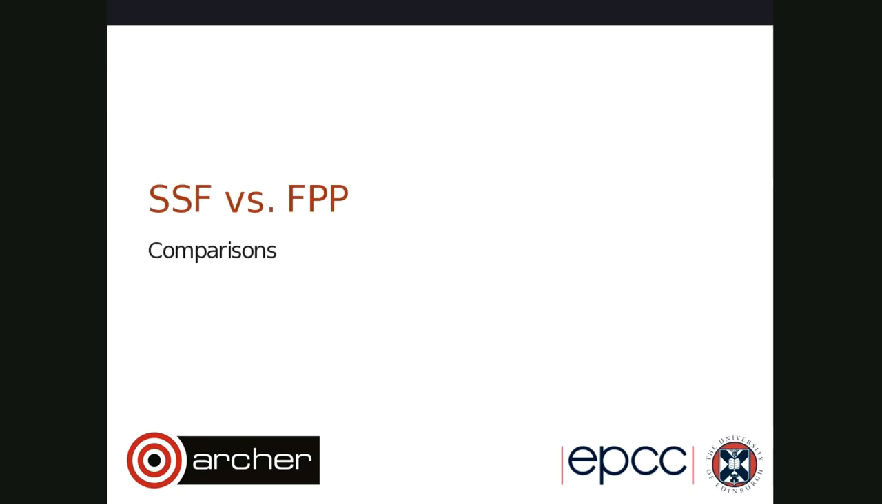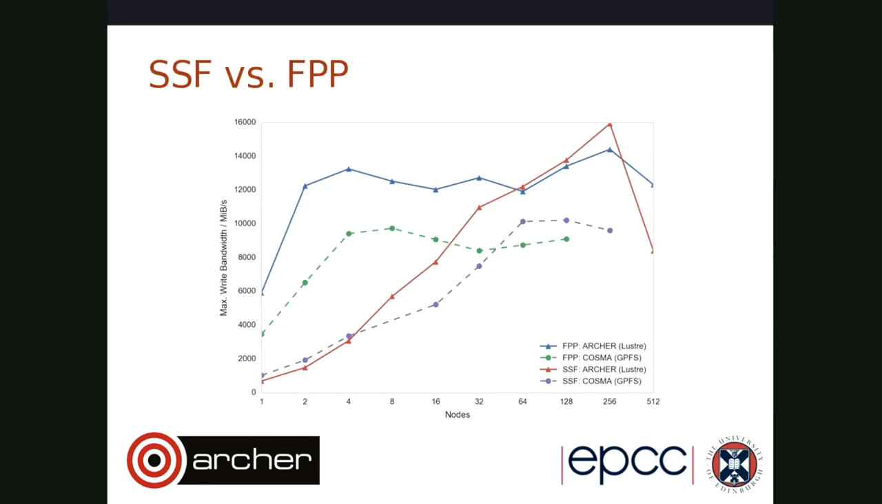Okay, so I've talked about the two schemes now: a single shared file using MPI IO, and naive file per process, where each process just writes to its own file. And if you remember back at the start of the webinar, I said that in general, in HPC circles, it has been assumed that the single shared file scheme should be superior to the file per process scheme. So this plot now, instead of distributions of performance, shows the maximum performance at each node count for the two different schemes on the two different systems we were looking at.